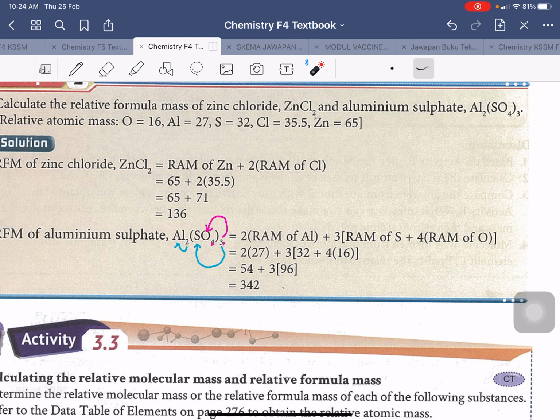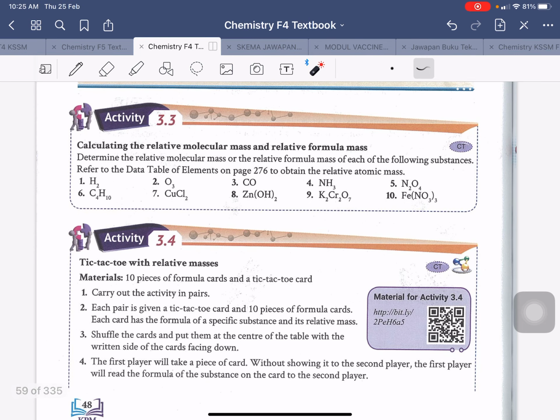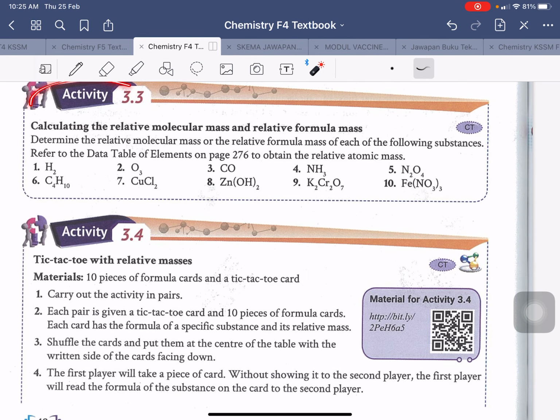So RAM of Al. Kenapa 2 darab 27? Because Al kan ada 2 biji here, so darab 2. And then you put a big bracket macam maths, 3 kurungan besar. Okay? S 32 tambah 4 biji oksigen, oksigen 16, 2 and then tutup bracket. Kira macam biasa, matematik. So today class, please you have to complete this one, activity 3.3.